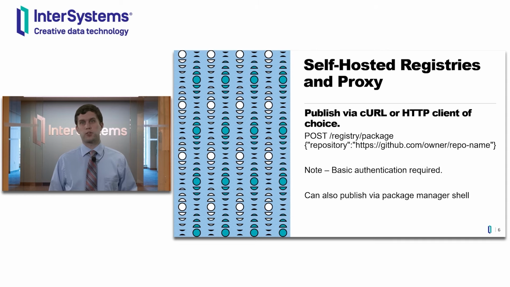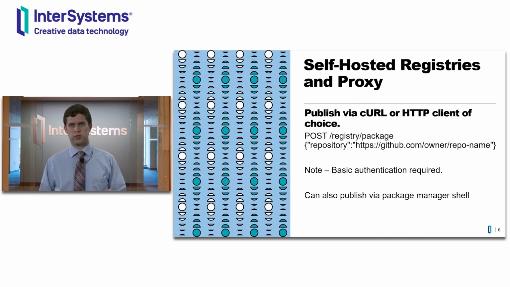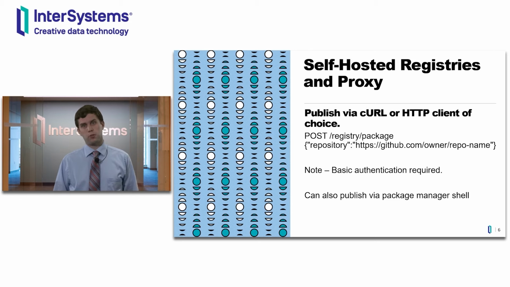You can publish to this registry two ways, through curl or your HTTP client of choice, just saying this is a GitHub repo that I would like to include in this registry. And note that basic authentication is required for this. You can also publish through the package manager shell with the package-name publish command, and we'll demonstrate that in a bit.